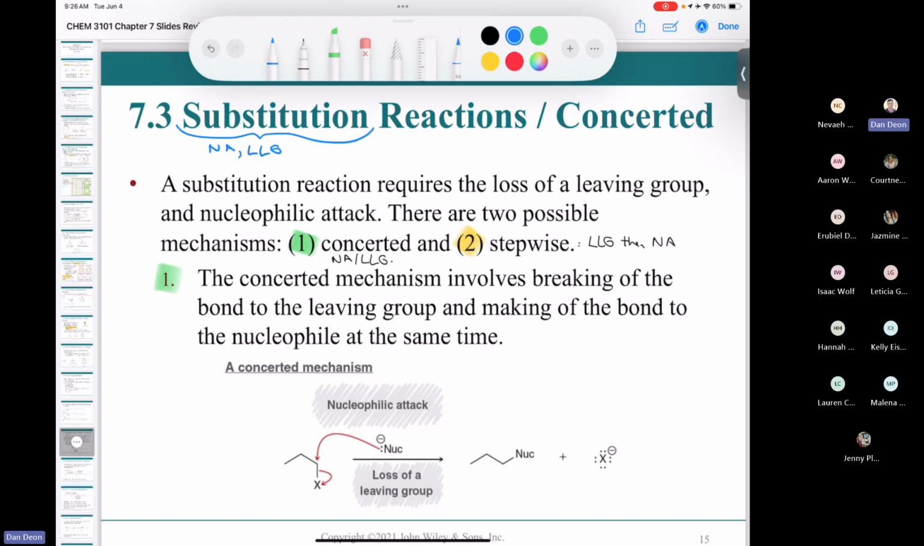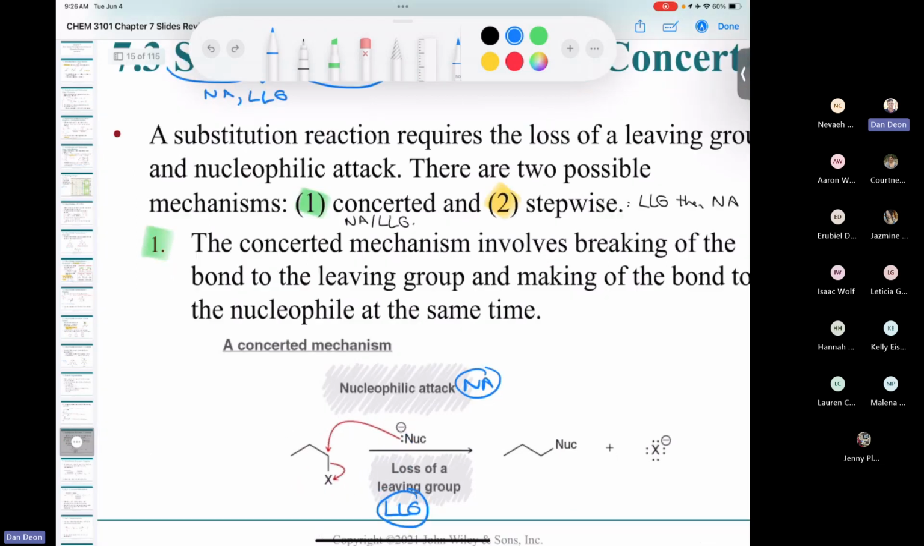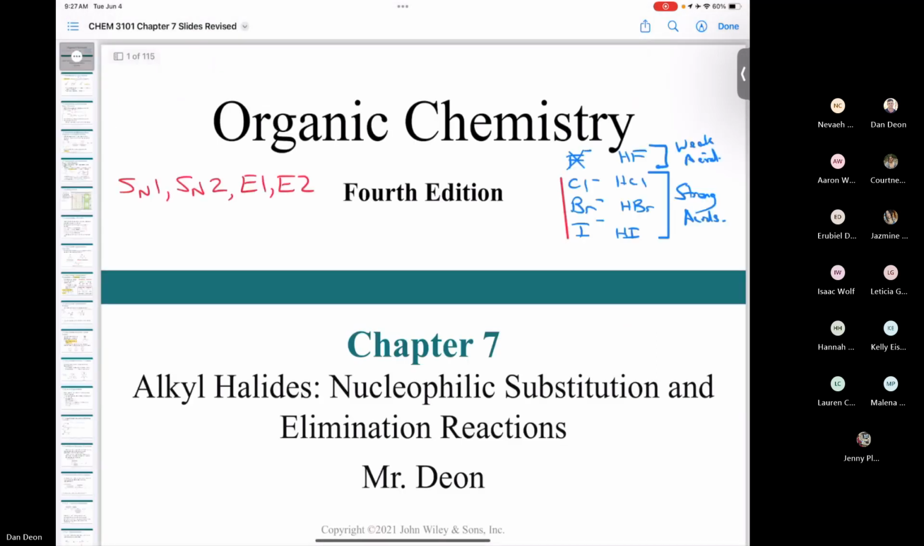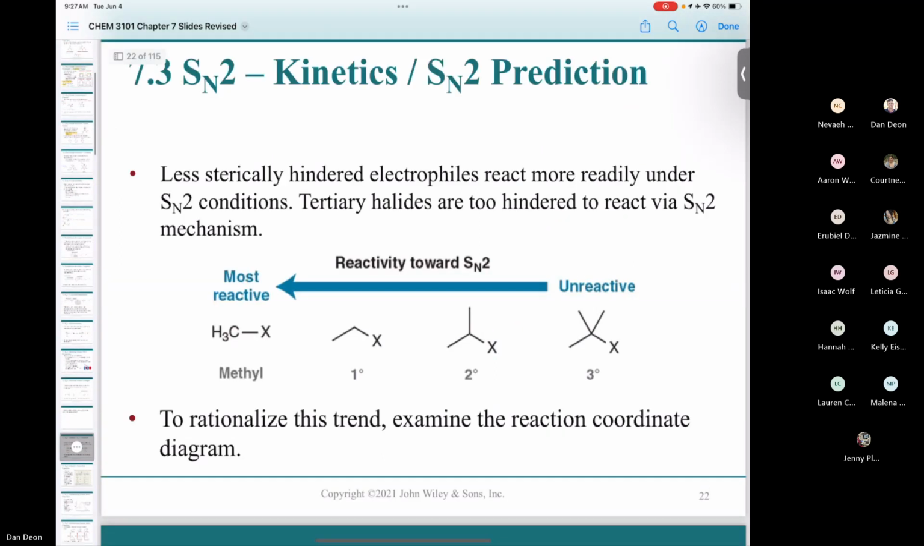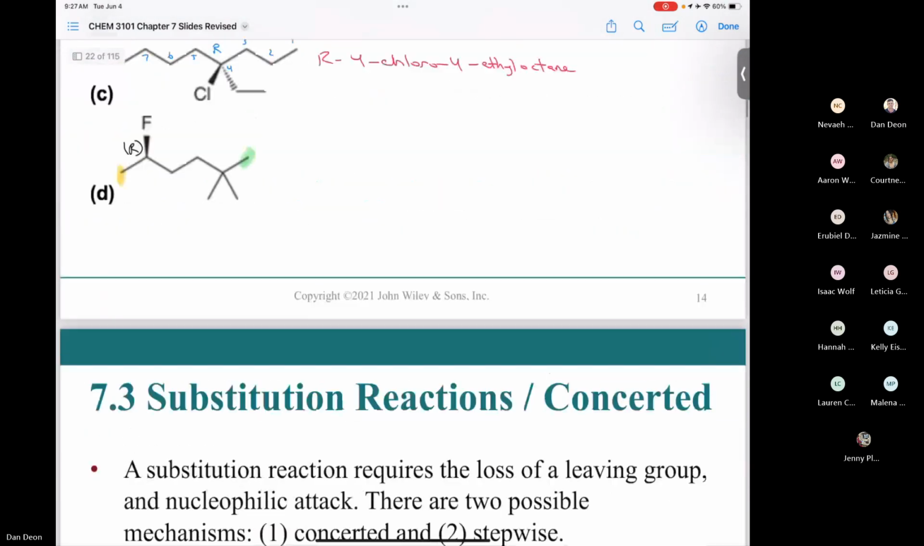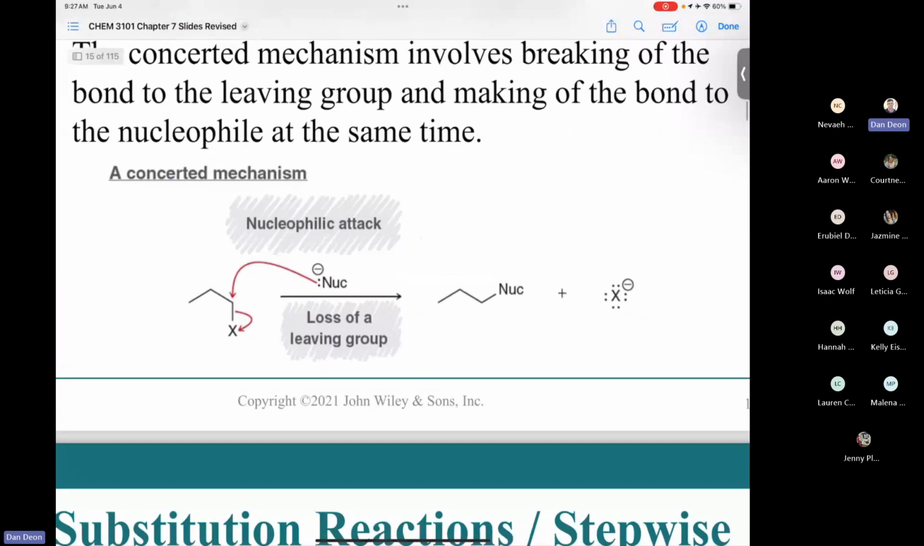So for the concerted mechanism, it involves the breaking of the bond to the leaving group and making the bond to the nucleophile at the same time. So we have our nucleophilic attack and our loss of leaving group, but they are occurring simultaneously. You see we have two curved arrows here. So you can take a look at this substrate, our starting material. You recognize this as a primary alkyl halide, right? This is our alpha carbon. It is attached to one carbon. So with a primary alkyl halide, the nucleophile attacks the alpha carbon, and the leaving group leaves, and we've substituted the halogen for the nucleophile.